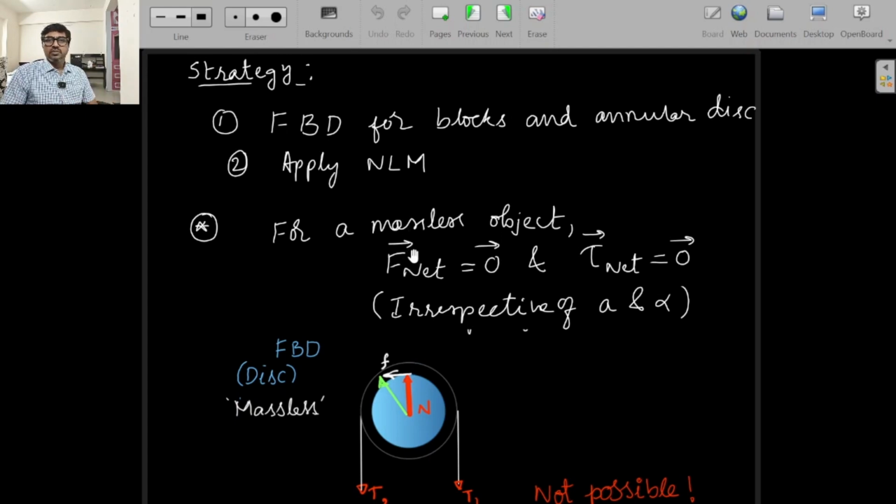Irrespective of acceleration or angular acceleration of a massless body, net force has to be zero, otherwise it will have infinite acceleration, and also net torque has to be zero. So this is something that I am going to use here. Net force zero, net torque zero for the annular disc.